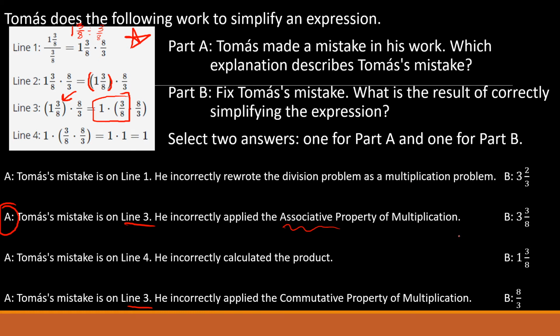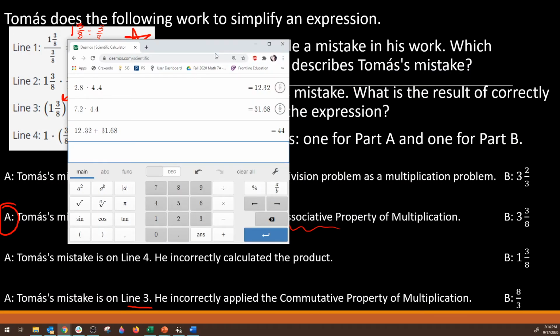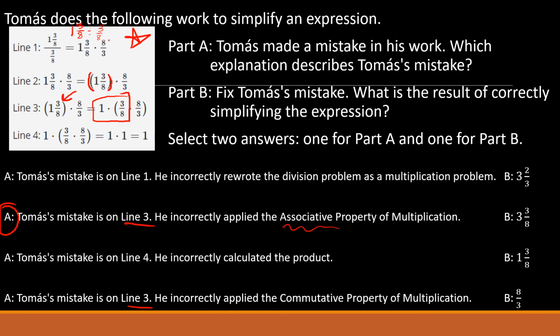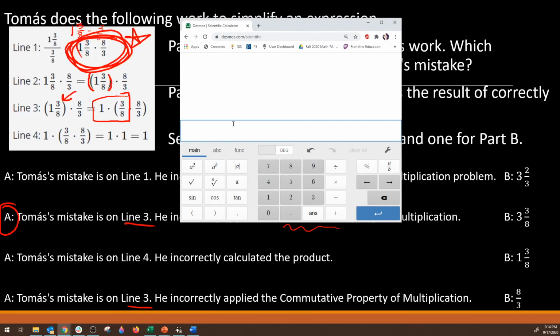So then part B wants to know, if he doesn't make that mistake, what should be the correct answer? And for this one, I am going to type this into a calculator. And what I'm typing into a calculator is this step up here. Okay, so that step up there is what I'm going to type into my calculator. So 1 3/8 times 8/3.